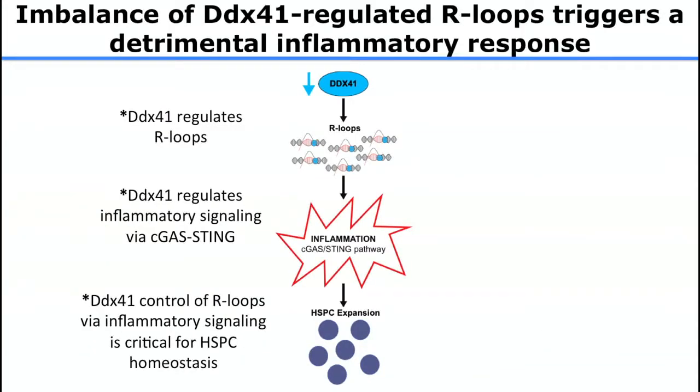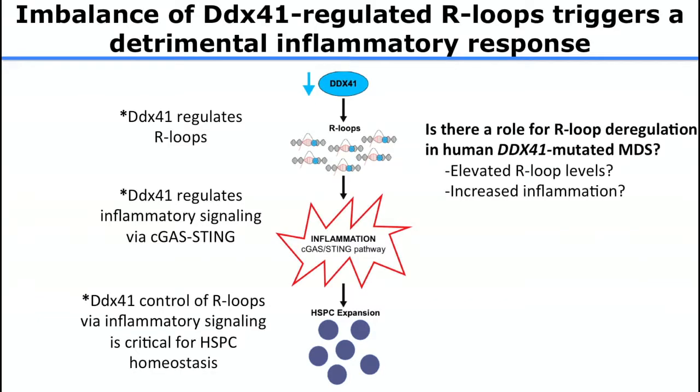So I think this is what I just said, but I'll just clean it up a little bit so you can follow. When DDX41 levels are down, R-loop levels are elevated. This R-loop accumulation leads to an inflammatory response via the cGAS-STING pathway, and this then leads to HSPC expansion.